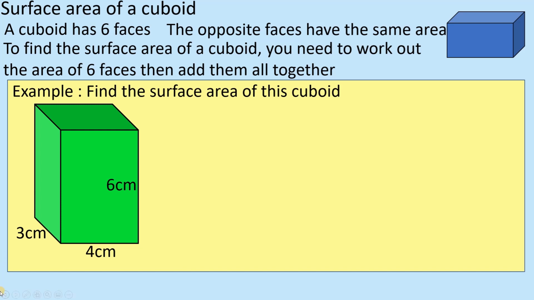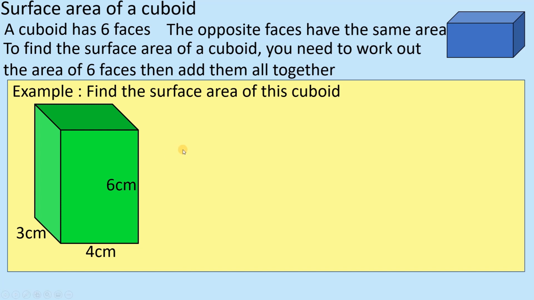What you've got is this front face, and then of course you're going to have the back, which is the same. You've got this side, and then you're going to have this other side, which again is the same, and then you're going to have top and bottom, which are both the same. So actually what you've got are 3 pairs of sides.